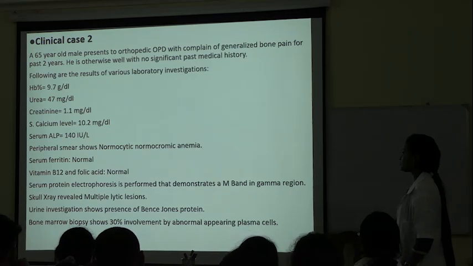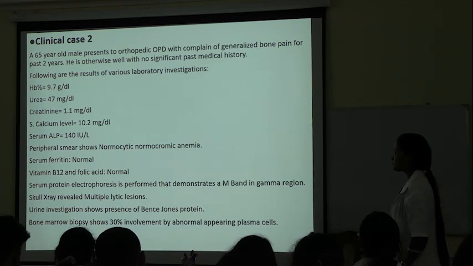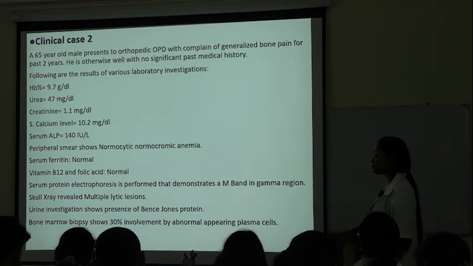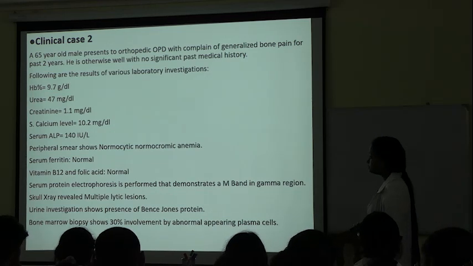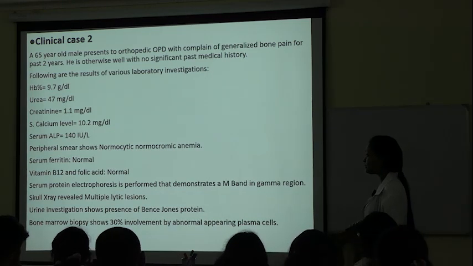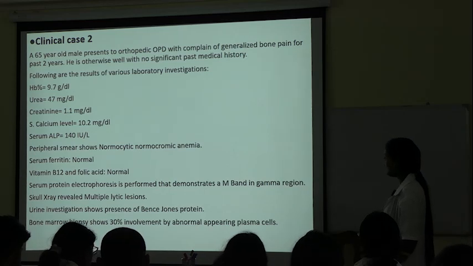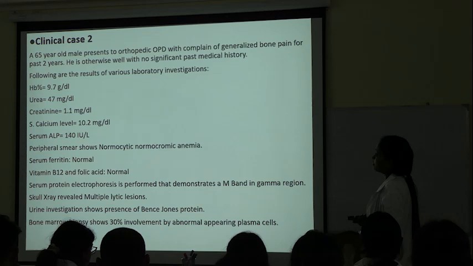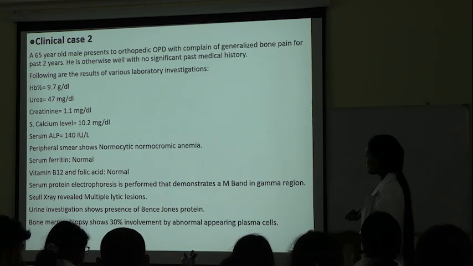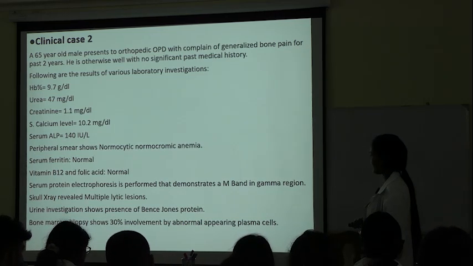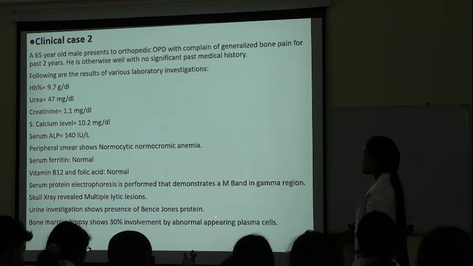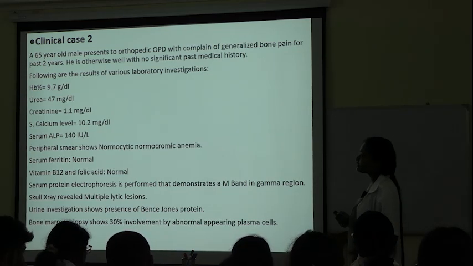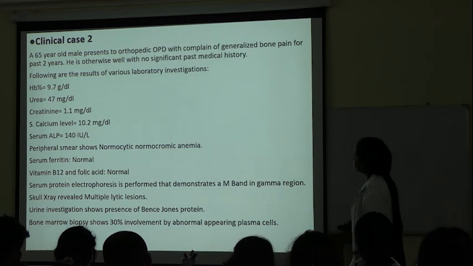Serum protein electrophoresis is performed that demonstrated M band in gamma region. Skull X-ray reveals multiple lytic lesions. Urine investigation shows presence of Bence-Jones protein. Bone marrow biopsy shows 30% involvement by abnormal appearing plasma cells. For your basic level, the only important thing is this Bence-Jones protein. This Bence-Jones protein is important clinically in biochemistry.